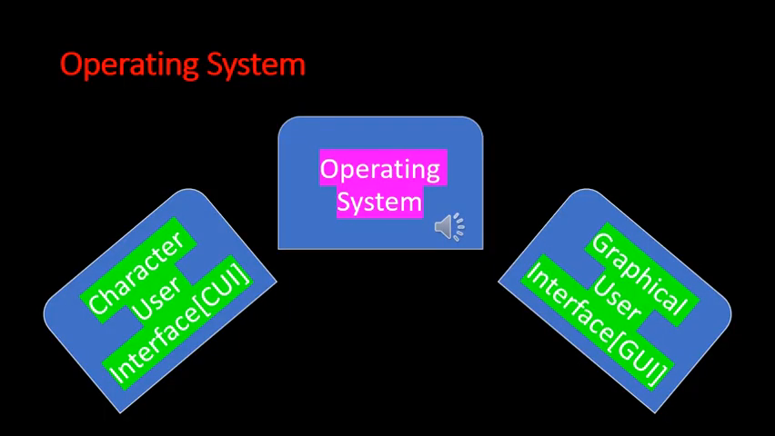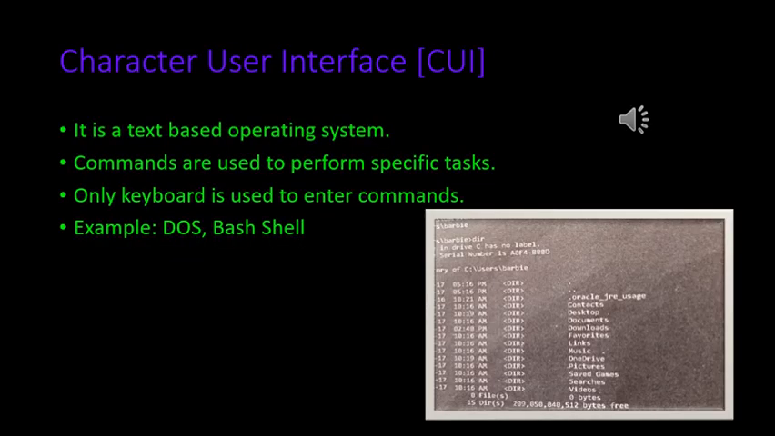There are mainly two types of operating systems. They are Character User Interface (CUI) and Graphical User Interface (GUI). Let us study each one in detail. First one is Character User Interface or CUI.